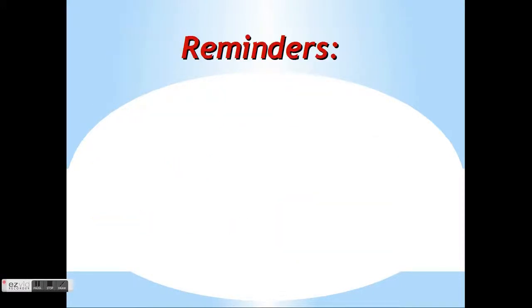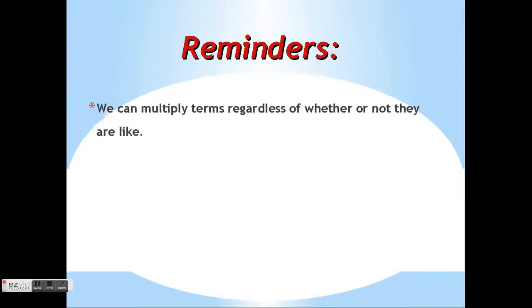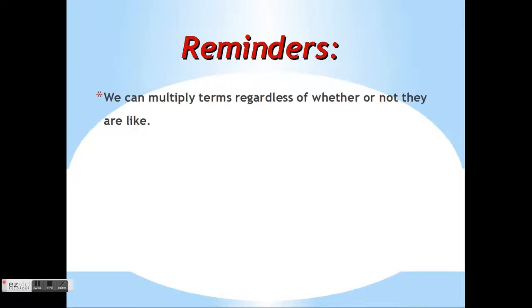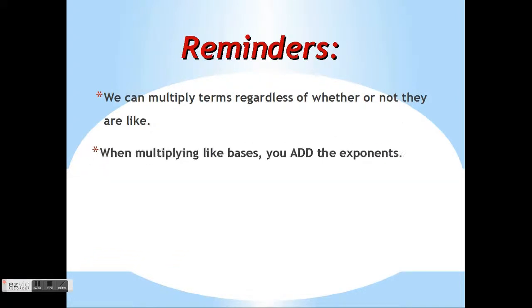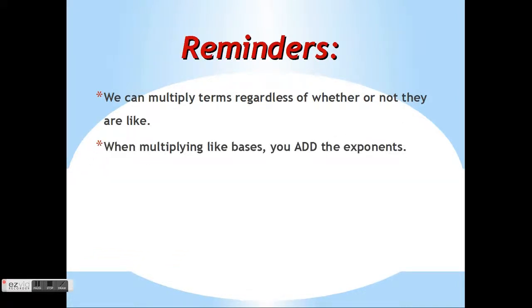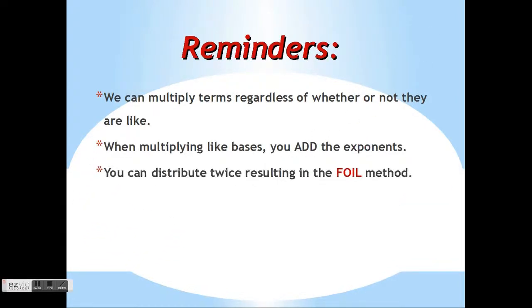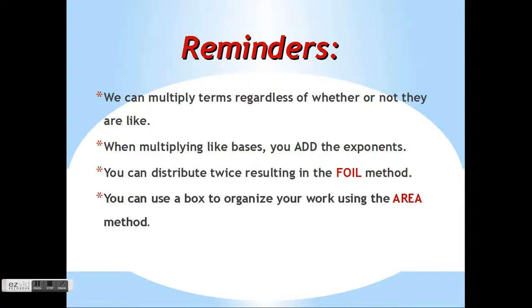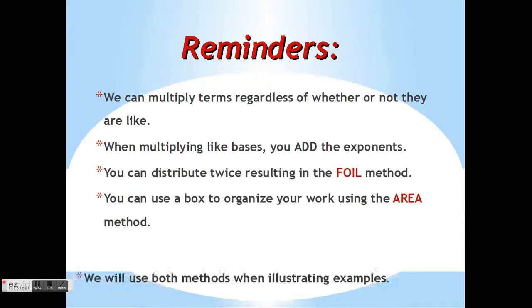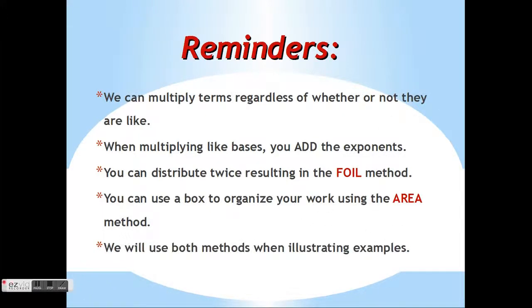Here are some reminders for multiplying before we begin. We can multiply terms regardless of whether or not they are alike. When multiplying like bases, you add the exponents. You can distribute twice, resulting in the FOIL method. You can use a box to organize your work using the area method. We will use both methods when illustrating examples.